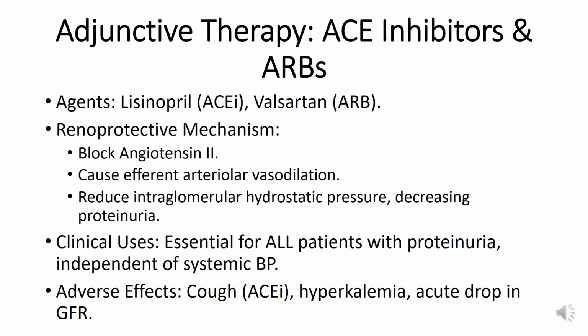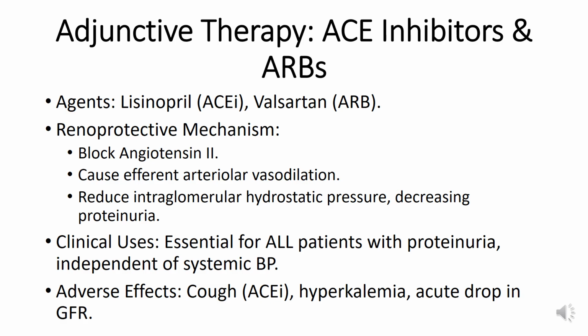Two commonly used examples are lisinopril and valsartan. Lisinopril belongs to the angiotensin-converting enzyme inhibitor class. Valsartan belongs to the angiotensin receptor blocker, or ARB, class. Although they work at different points in the pathway, their overall effects are very similar.